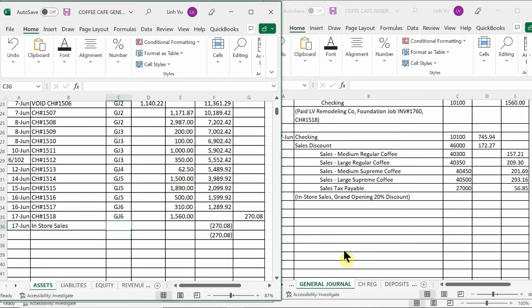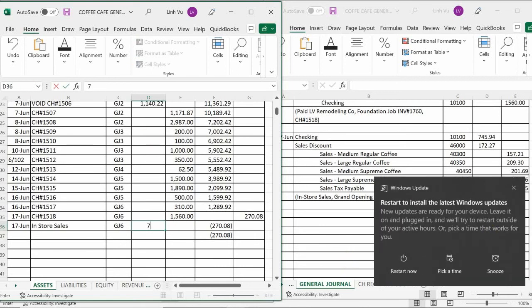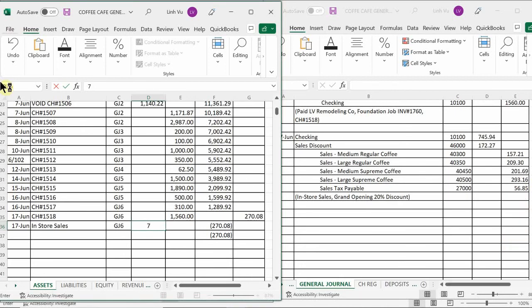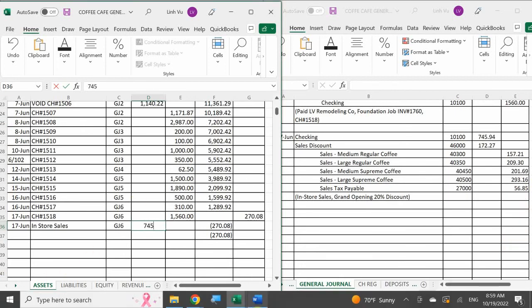Okay, it's going to be General Journal 6, and it's going to be a debit of $745.94. So therefore, I should have a positive balance of $475.86.